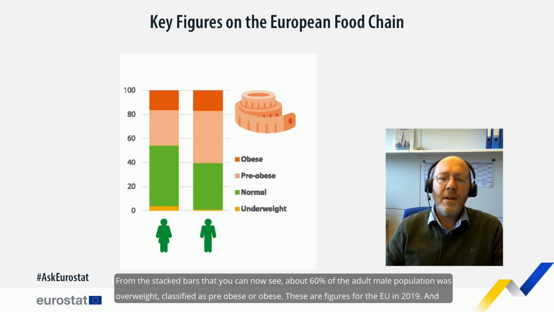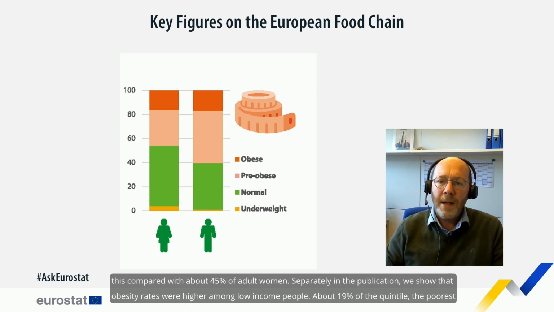From the stacked bars that you can now see, about 60% of the adult male population was overweight, classified as pre-obese or obese. These are figures for the EU and 2019. And this compared with about 45% of adult women. Separately in the publication, we show that obesity rates were higher among low-income people.